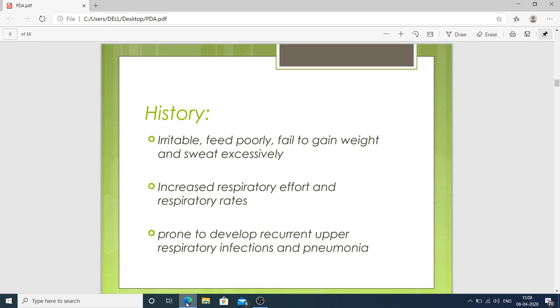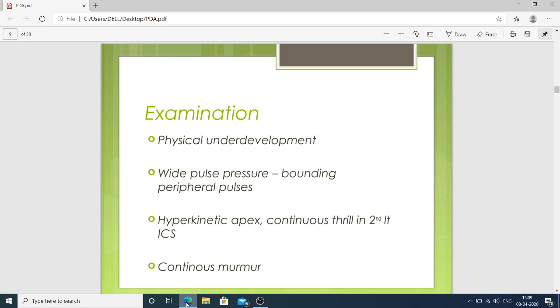The baby feels irritable, feeds poorly, fails to gain weight, and sweats excessively. These symptoms are present in the baby. There is increased respiratory effort and respiratory rate also. The baby is prone to develop recurrent upper respiratory infections and pneumonia. Pneumonia is inflammation of the lungs. Then what kind of examinations are done by the health personnel?